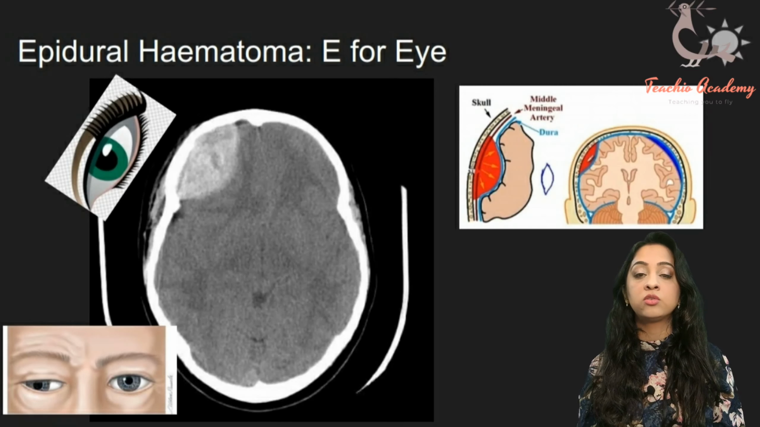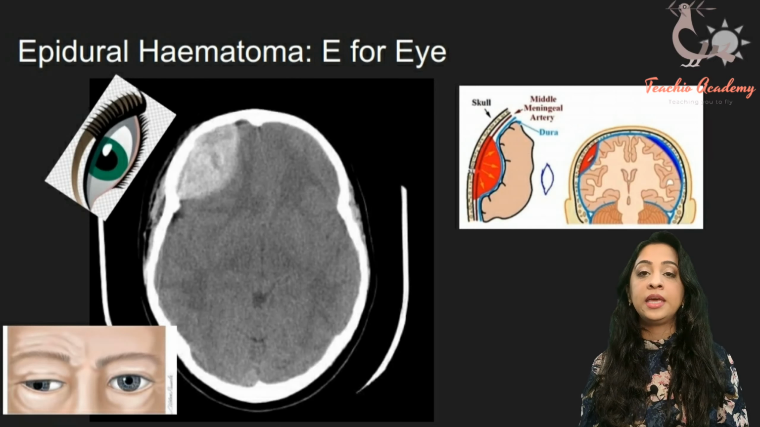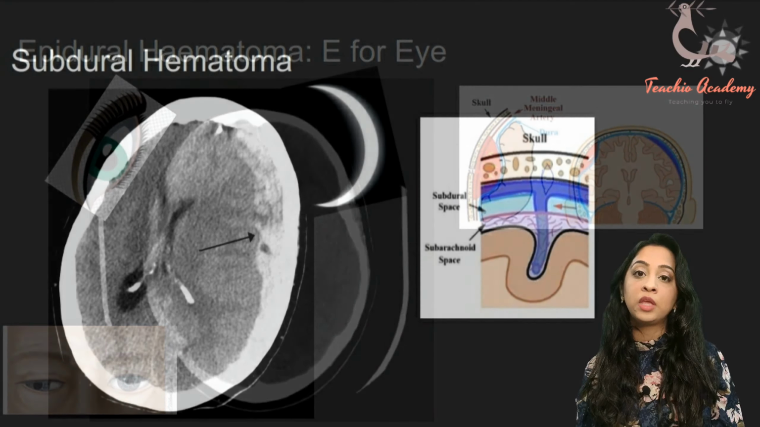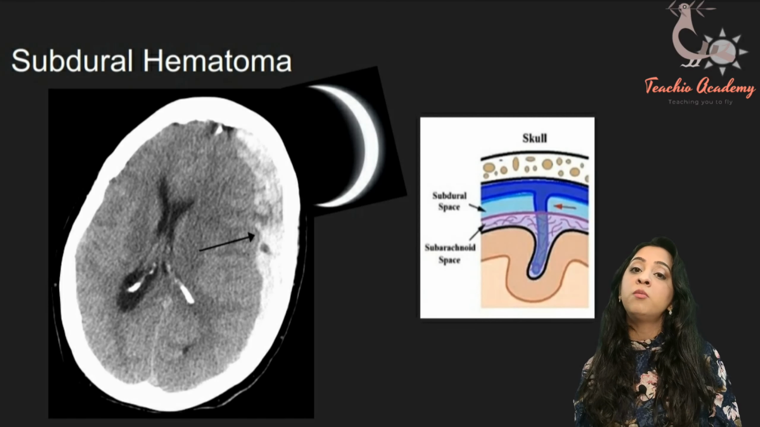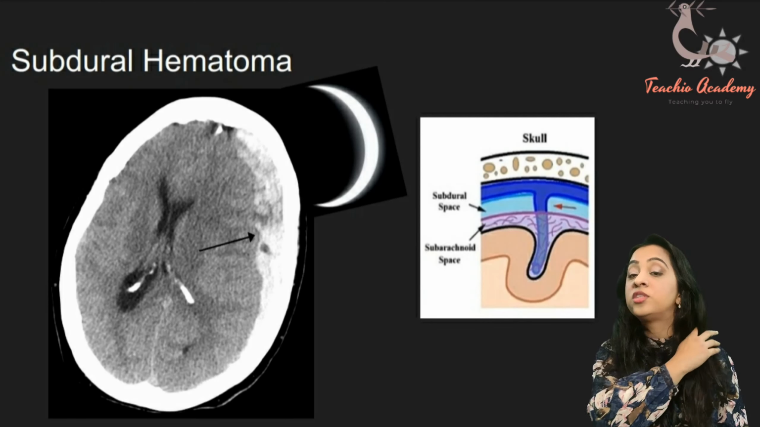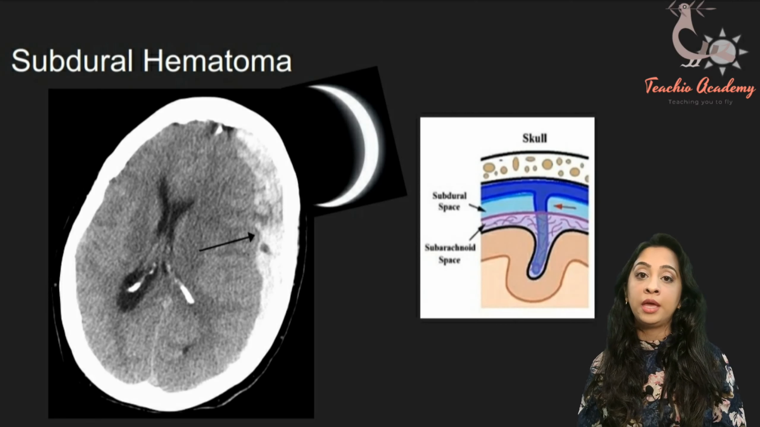So all the actions of the third nerve are going to get affected. Alright, that's it. Nothing else about an epidural hematoma. Now, subdural hematoma, a very, very common presentation. It's often the most common bleed that you're going to see when you come and work in the NHS.